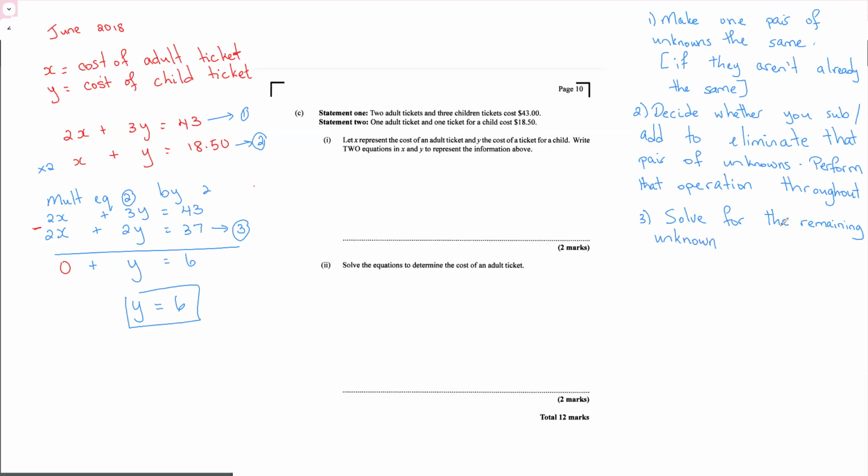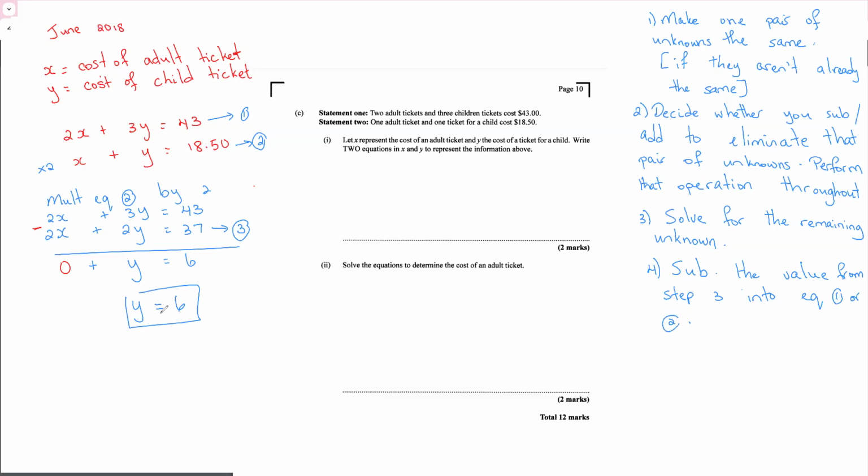So solve for the remaining unknown. Once you do, we're then going to substitute. I'll put "sub" for substitute the value from step 3 into equation 1 or 2.